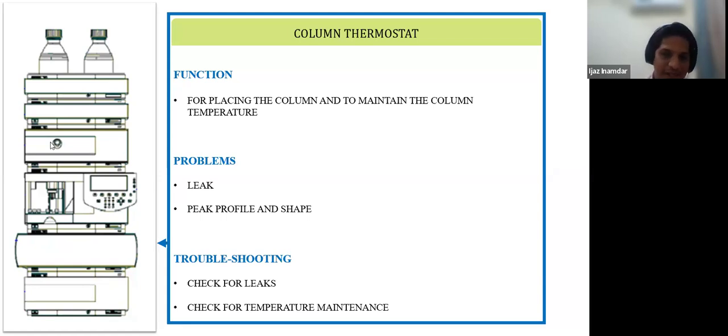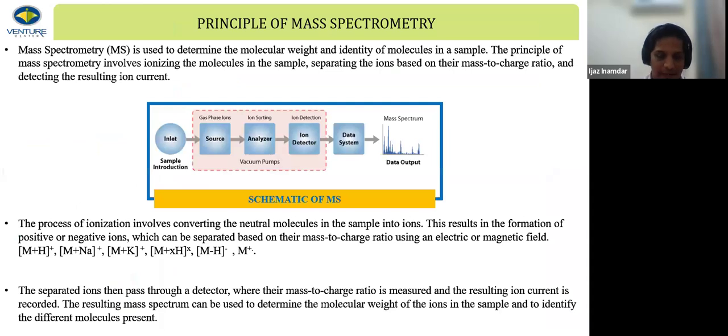So the take-home message here is you can connect n number of non-destructive detectors before the mass spec. But after the mass spec, you cannot connect anything, because mass spec itself is a destructive technique. The process involves destruction of the molecule while analyzing the molecule. So that is an important point to remember. Now we have taken a look at the modules of HPLC. Now let's talk about mass spec.